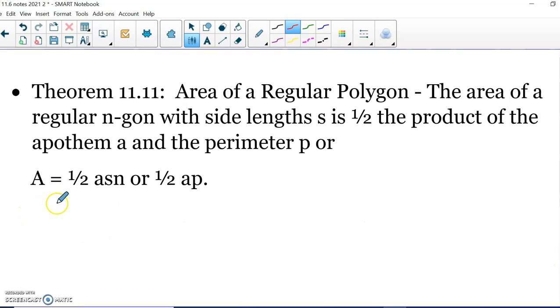Okay, and here's the formula we're going to use. 1/2 a s n. a, remember, is the height of the triangle. We call that the apothem. s is the length of the side of our polygon, which is the base of our triangle, and n is the number of sides. If you take the length of the side times the number of sides of any polygon, of course that would be the perimeter. So you can find the perimeter of the polygon and then use that instead.